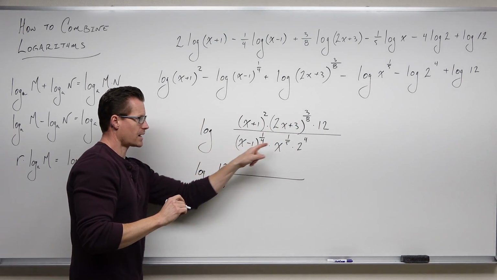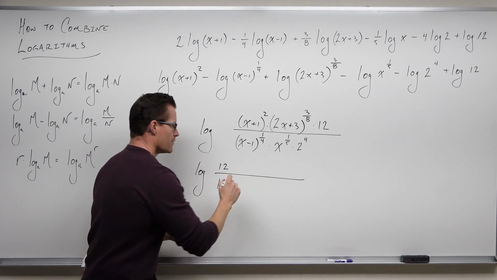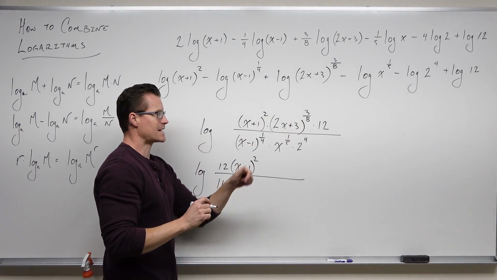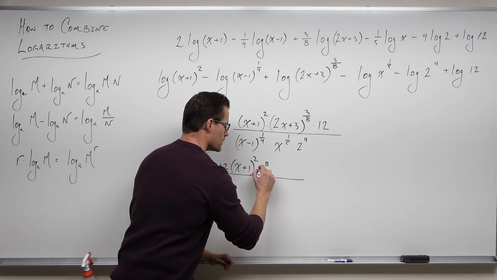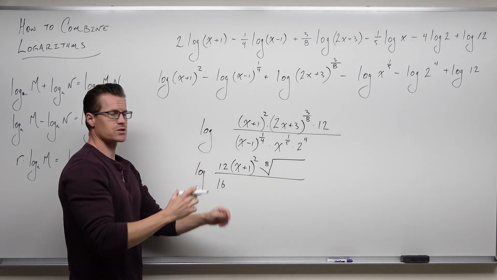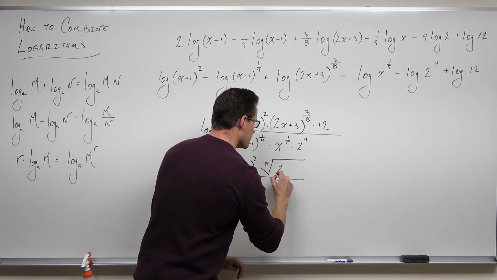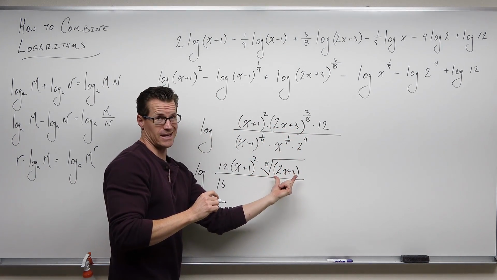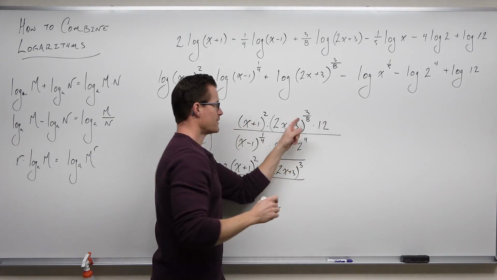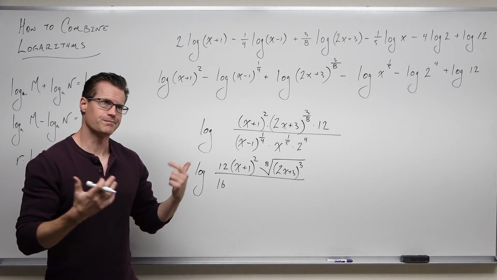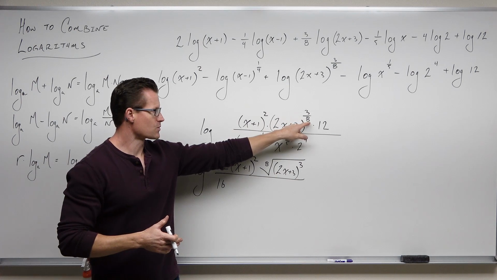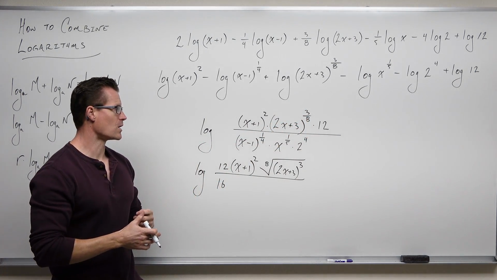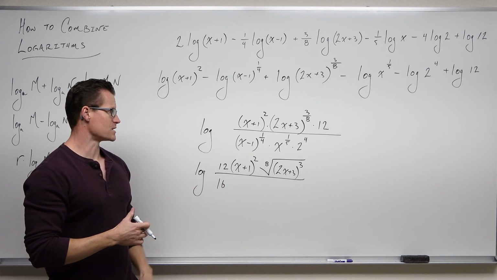So 12, we got it. 16 is here. I'm going to have x plus 1 to the second, and I'm going to write this as an 8th root of 2x plus 3 all to the 3rd power. If this is in parentheses, that has to be in parentheses too, if you have a power that's greater than 1. So we have 3, we got to have 8th root, that's power here, root here. So 8th root of 2x plus 3 to the 3rd power. Our numerator looks pretty good. We're going to simplify this in a moment.